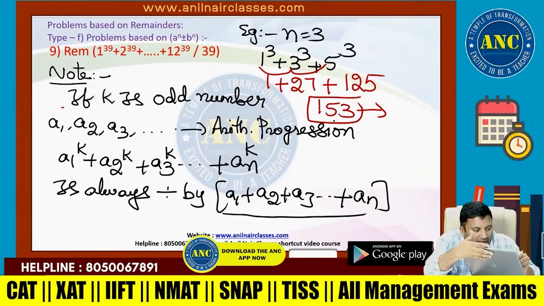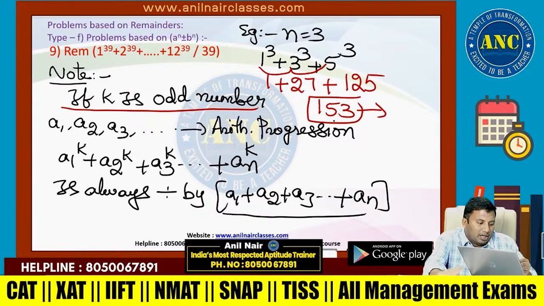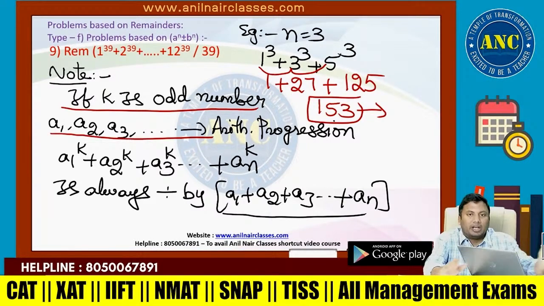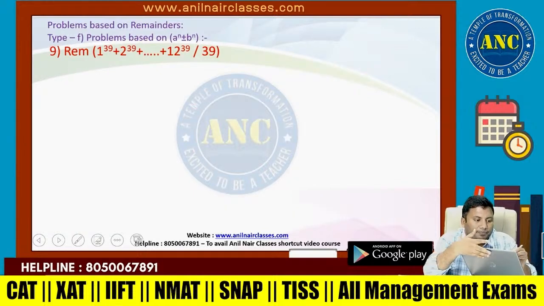If k is an odd number and the bases are in arithmetic progression, a1 power k, a2 power k, and so on up to an power k is always divisible by a1 plus a2 plus a3 and so on up to an. I will use this in other problems also. Now let us solve this question.